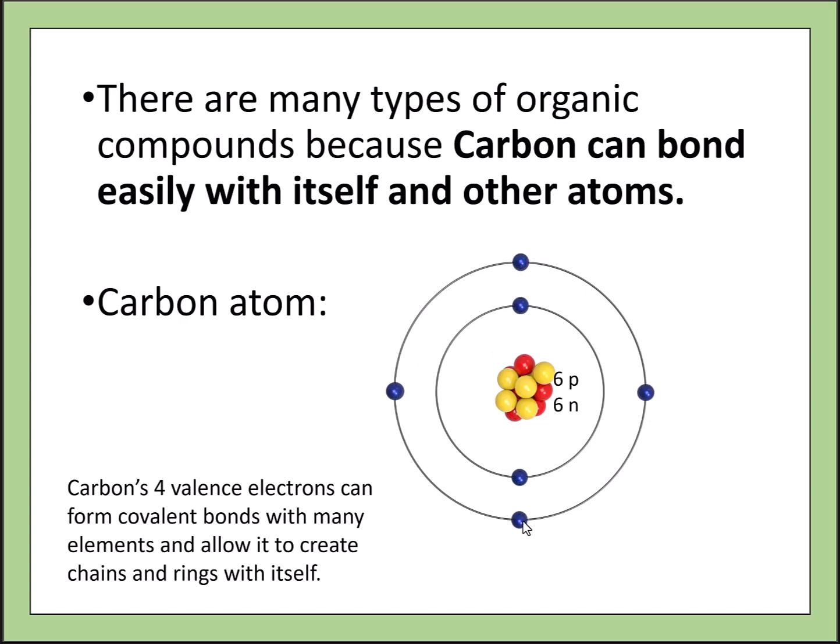And those are the 4 valence electrons. So they can form covalent bonds with many different elements and allow carbon to create chains and rings with itself. So carbon is the basis for living organisms because of this unique atomic structure that it happens to have.